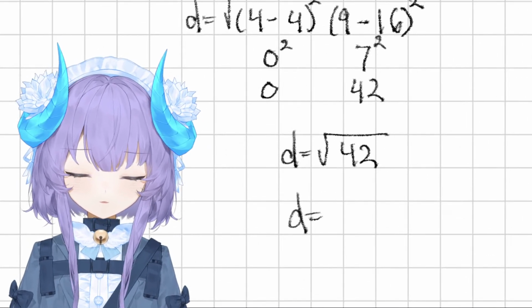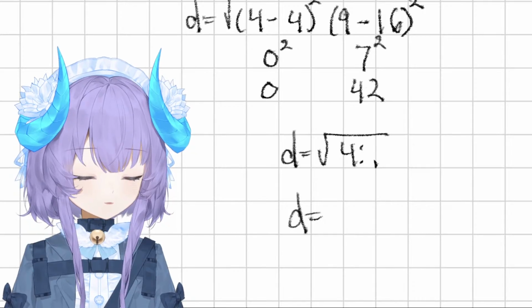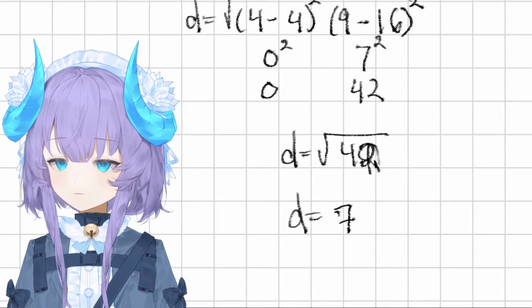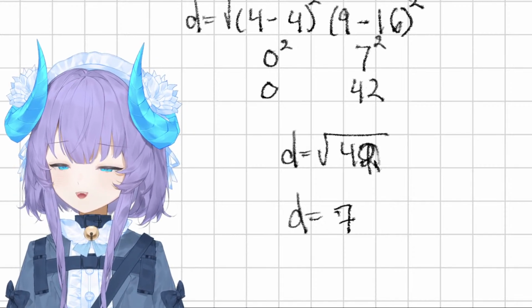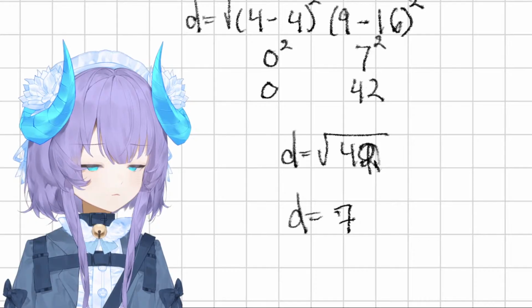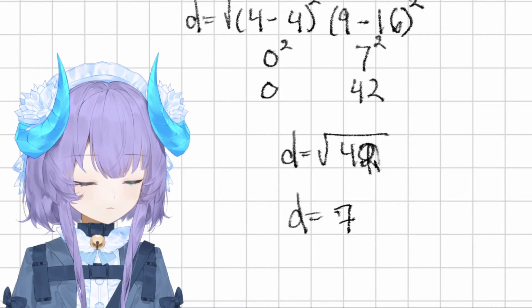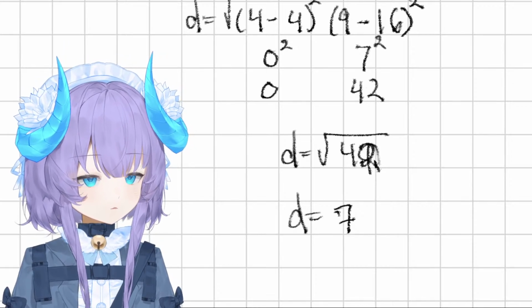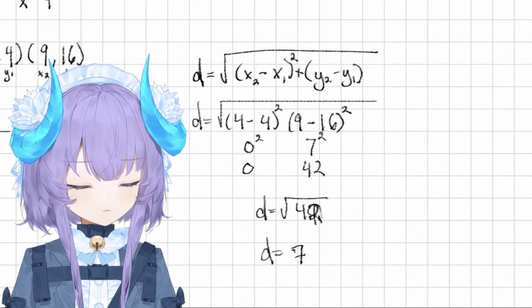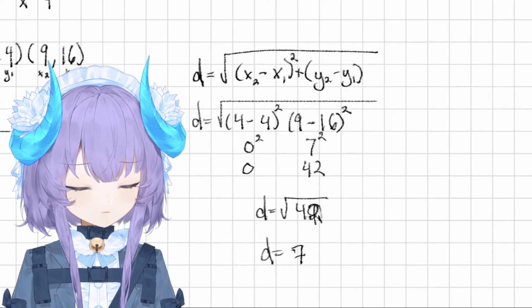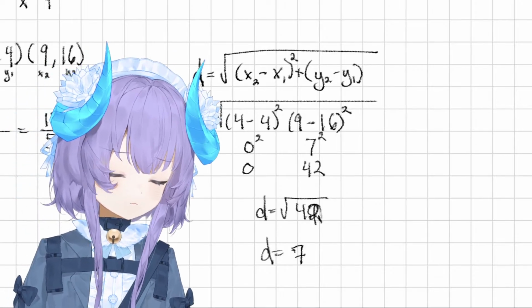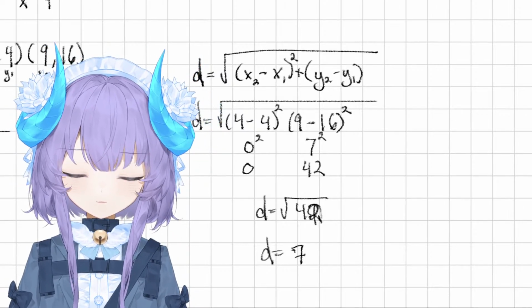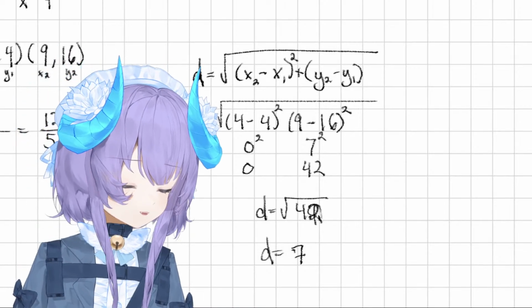It's just gonna be... It was 49. Does it even matter? It's just gonna be 7, isn't it? What? Am I crazy? What's going on here?